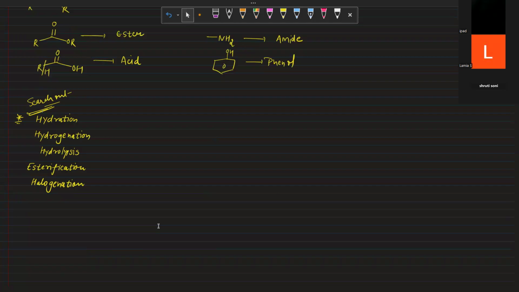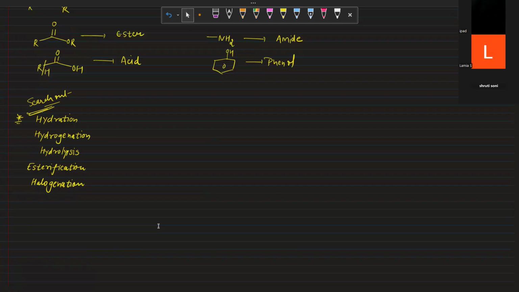So then what is a mechanism and what's a reaction? A reaction means a general reaction which is completed in one step, or maximum two steps. But a mechanism has a lot of steps in that particular reaction, and there is a possibility of rearrangement. If there is a reaction mechanism, there will be intermediates present.